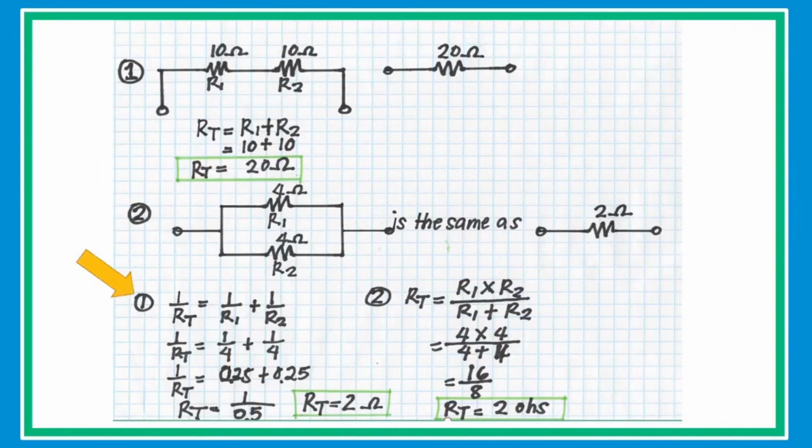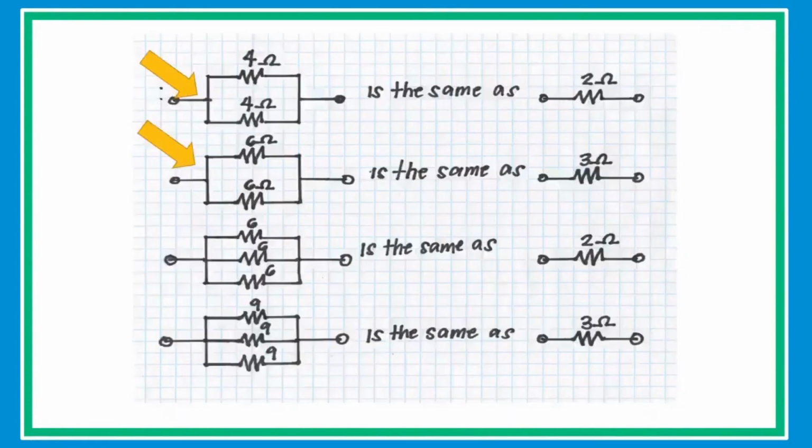1 over RT equals 1 over R1 plus 1 over R2 plus 1 over R3 and so on. And if we have two resistors connected in parallel, we have a special formula: RT equals R1 times R2 over R1 plus R2. Then just simply substitute the values of the resistors to get the equivalent resistance. If we have two resistors connected in parallel that have the same value, the equivalent resistance is simply half of the value.